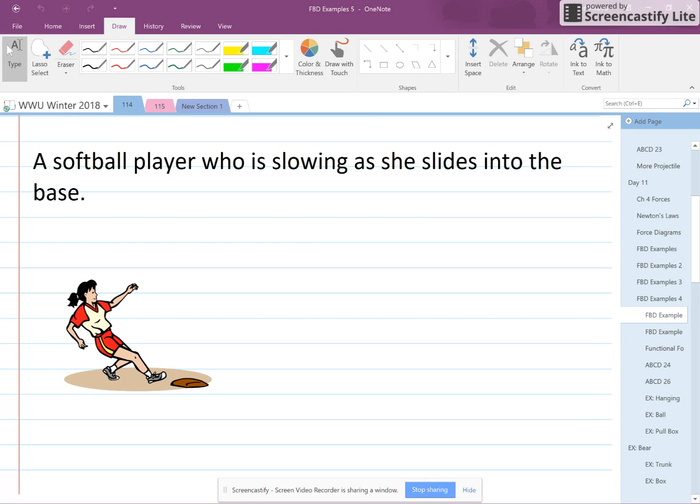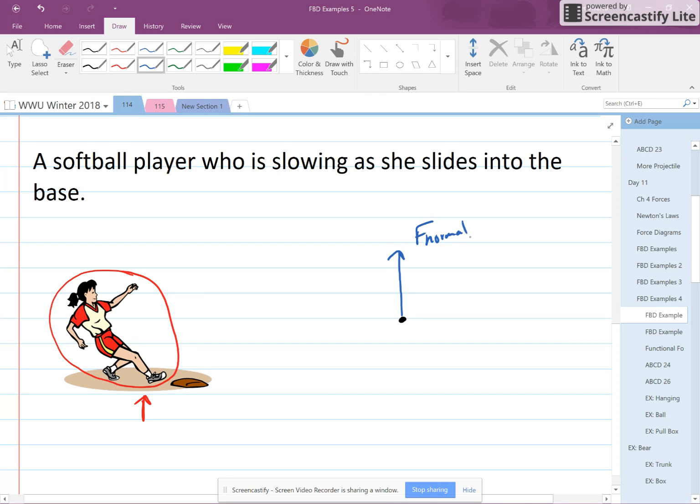The next example that we have is a softball player who is slowing as she slides into the base. So our object of interest is our softball player. If we're identifying places that are in contact with other things, she is touching the ground. That becomes indicative of the normal force acting upward. So an F normal from the ground on the player.